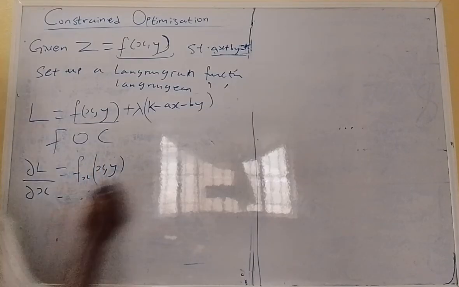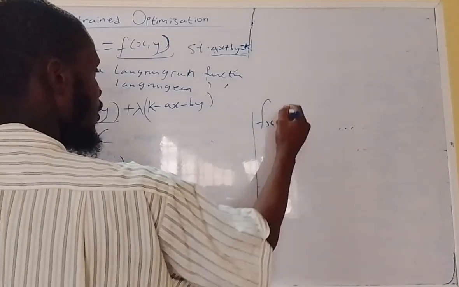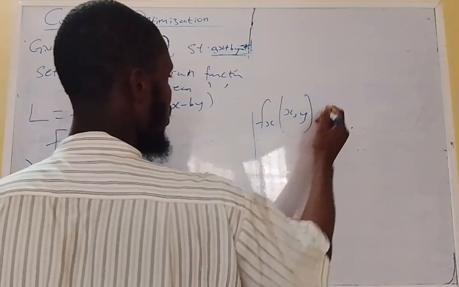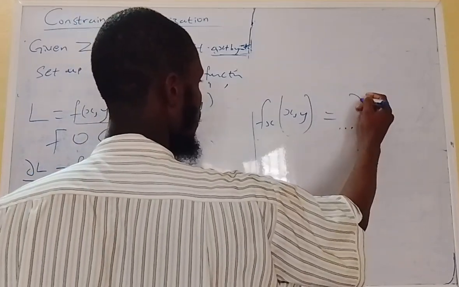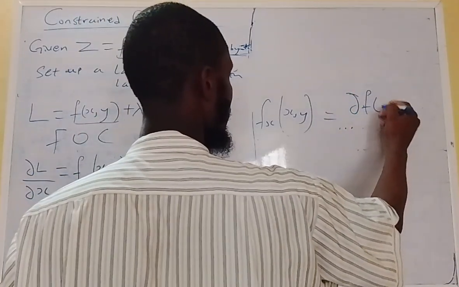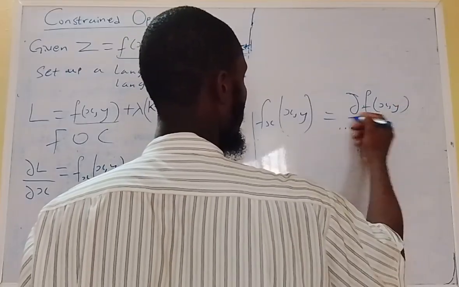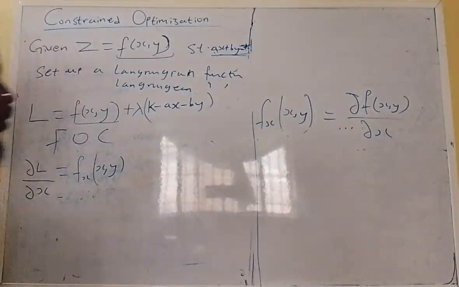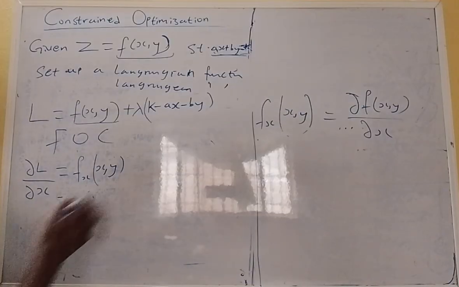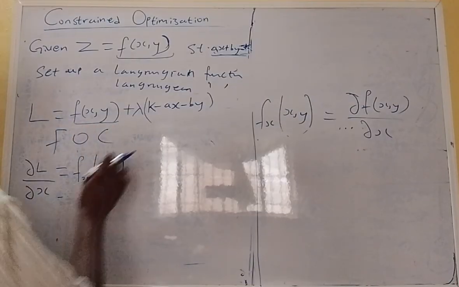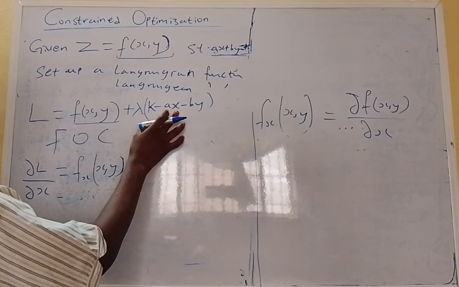So mind you, this f_x is a function of x, y. So it's simply equal to the partial derivative of this whole function f(x, y) with respect to x. This is the same thing as this. So I've differentiated this side. Now I have to differentiate this one.